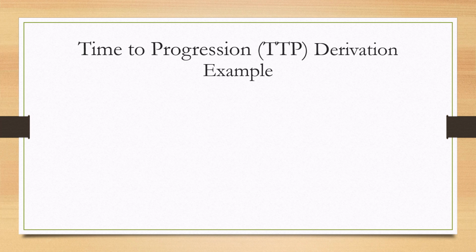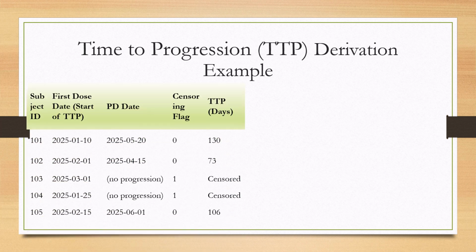Now let's talk about the time to progression derivation with an example. In this table, you can see that for the first subject, the start date is the first dose date, which is on 10th of January 2025, and the PD date is 20th of May 2025. The TTP calculation can be done by subtracting these two dates, which comes out to be 130 days. The same is the case for the next subject, and we can calculate the TTP days by subtracting the first dose date from the PD date for this subject, that is subject 102.